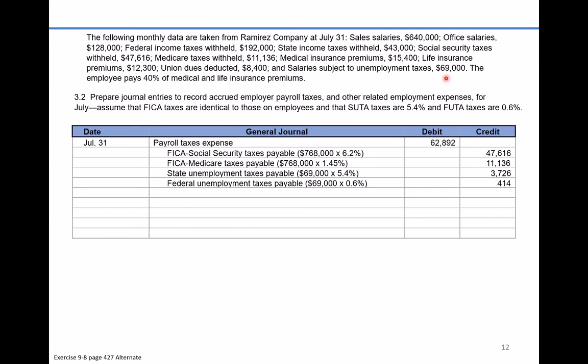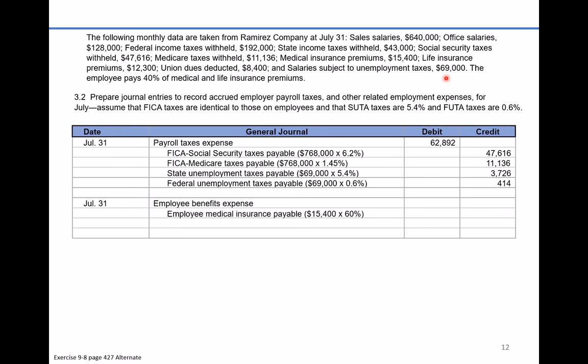We'll total those up, and that's the additional amount of payroll tax expense that the company has to cover these obligations. But that's not all. There's a couple of other ones too. Remember the life insurance and the medical insurance? Well, that's an additional employee benefit expense.